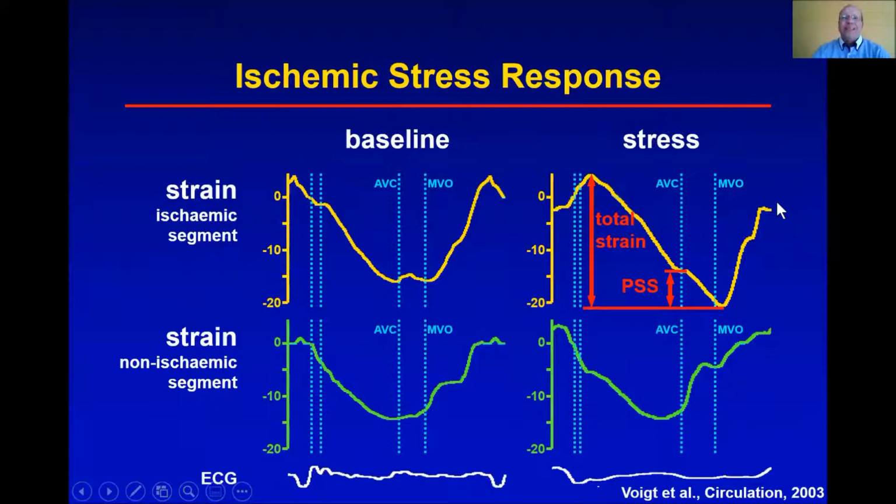What you can see is that during the stress, the overall strain amplitude doesn't change too much, neither in the normal segment nor in the segment that becomes ischemic. But what you can see is that the pattern of the curve changes. You get this typical sign that I showed you before. You get a little bit of systolic stretching here, you get a reduced systolic shortening, and you get marked shortening after aortic valve closure, so a post-systolic shortening.